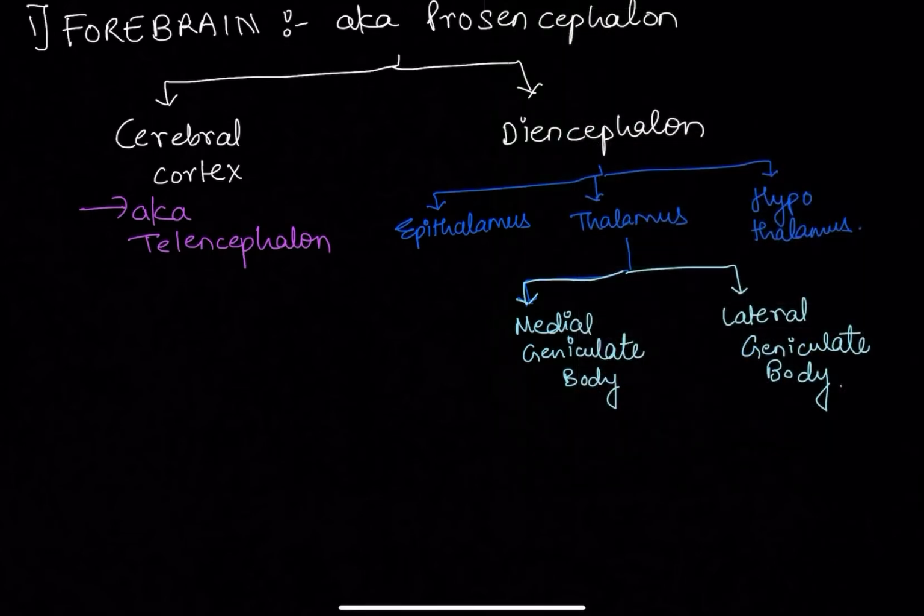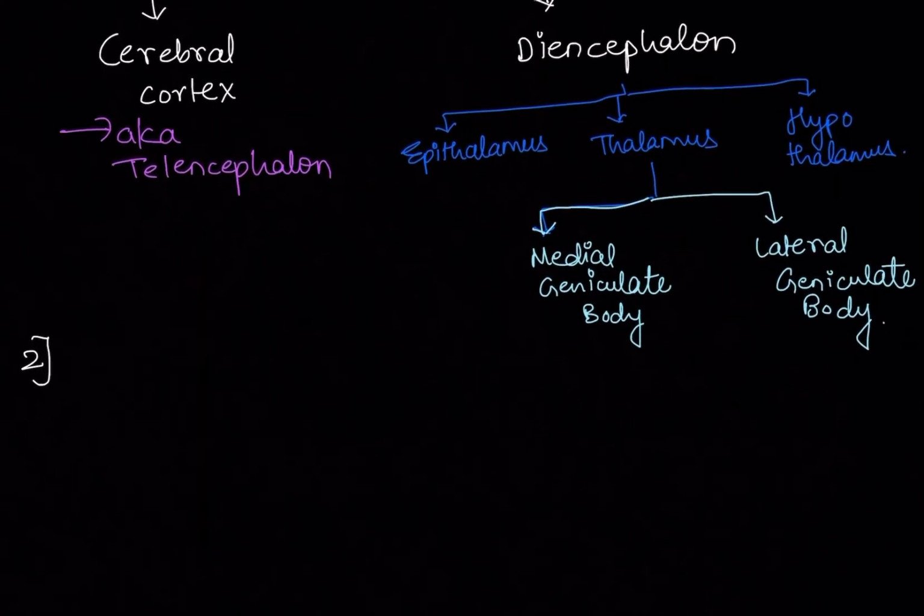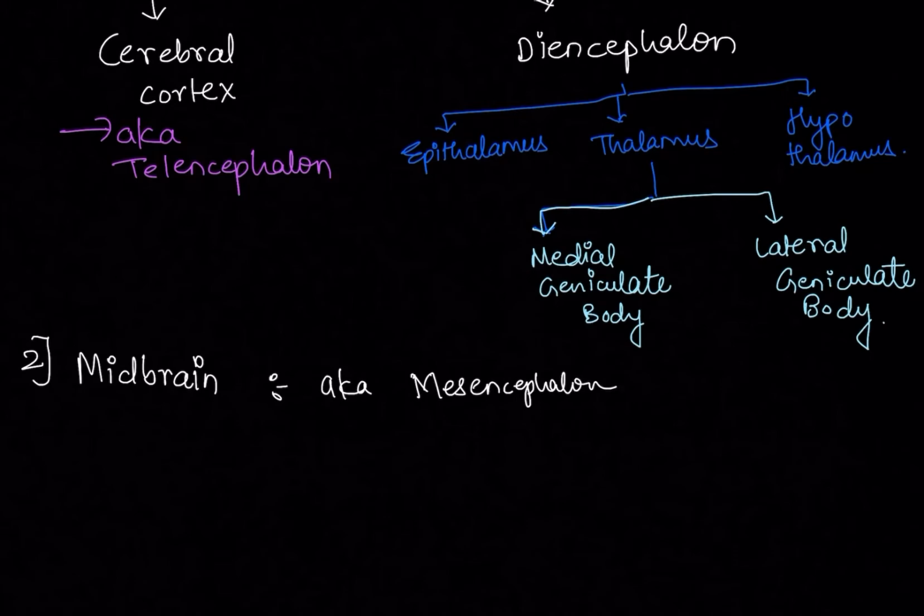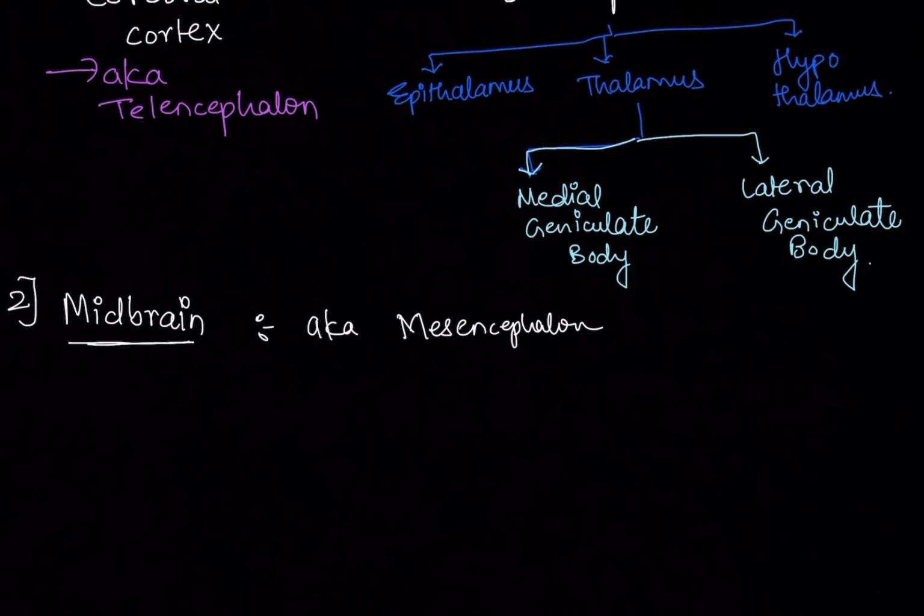So the second part of the brain is the midbrain. It's in the middle, right? That's why the term is midbrain. Therefore it is also known as mesencephalon. What is it known as? Mesencephalon.